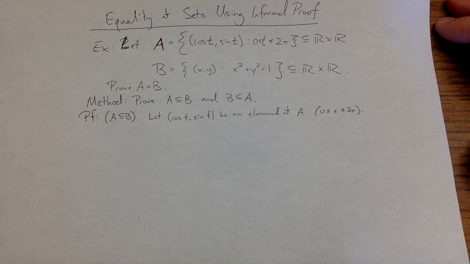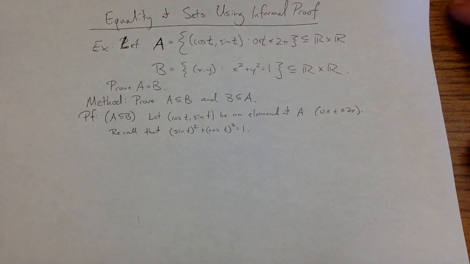So I'm going to let (cosine t, sine t) be an element of A. I need to pick out an arbitrary element, and all I know is that it fits the definition of being in A, which means it's represented as a pair (cosine t, sine t). But I want to say that if I take cosine t to be x and sine t to be y, then it satisfies the definition from B. Luckily, we have a trigonometric identity that does give us that. Remember that the square of the sine of t plus the square of the cosine of t is equal to 1. And that means that we can use this to get what we want.